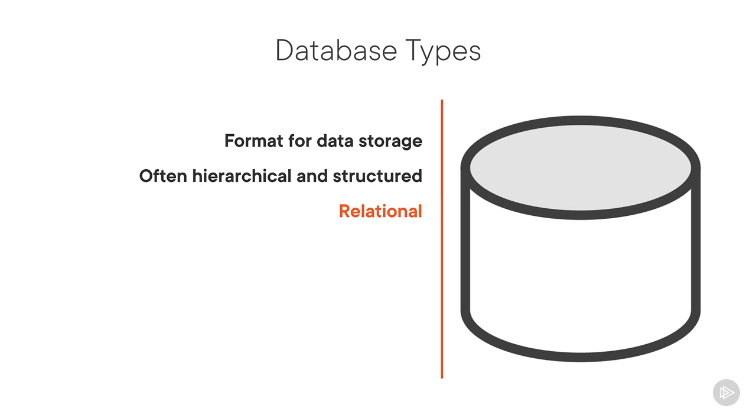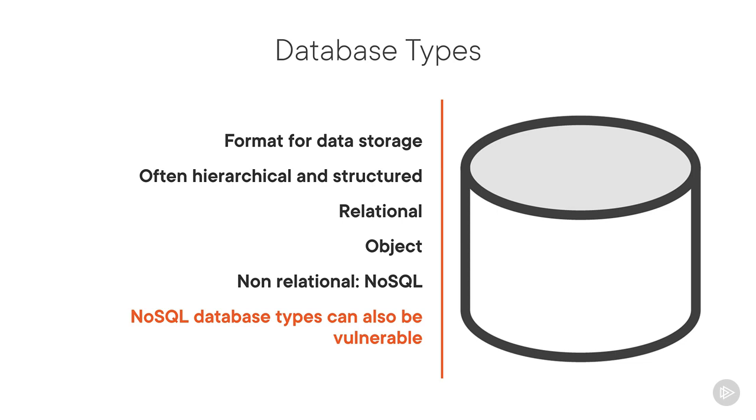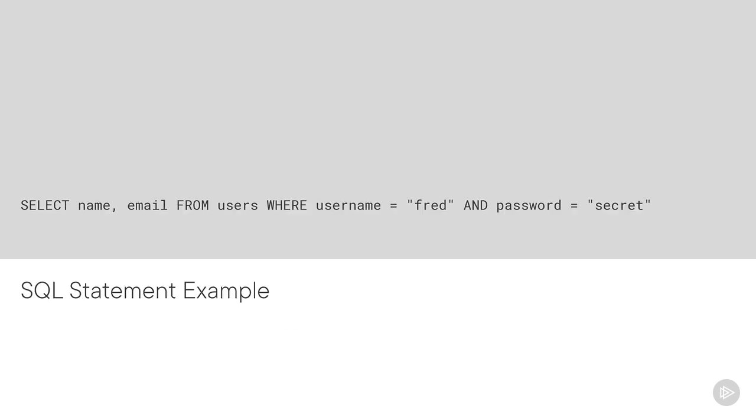Besides relational databases, you also have other types, like for instance an object database. In the past years, another type of database became very popular, and that's the NoSQL database. This is a non-relational database type. However, No stands for not only SQL, and this is something important to keep in mind. NoSQL database types can also be vulnerable for injection. So if you have that question on the exam, remember this: NoSQL database types are still vulnerable.